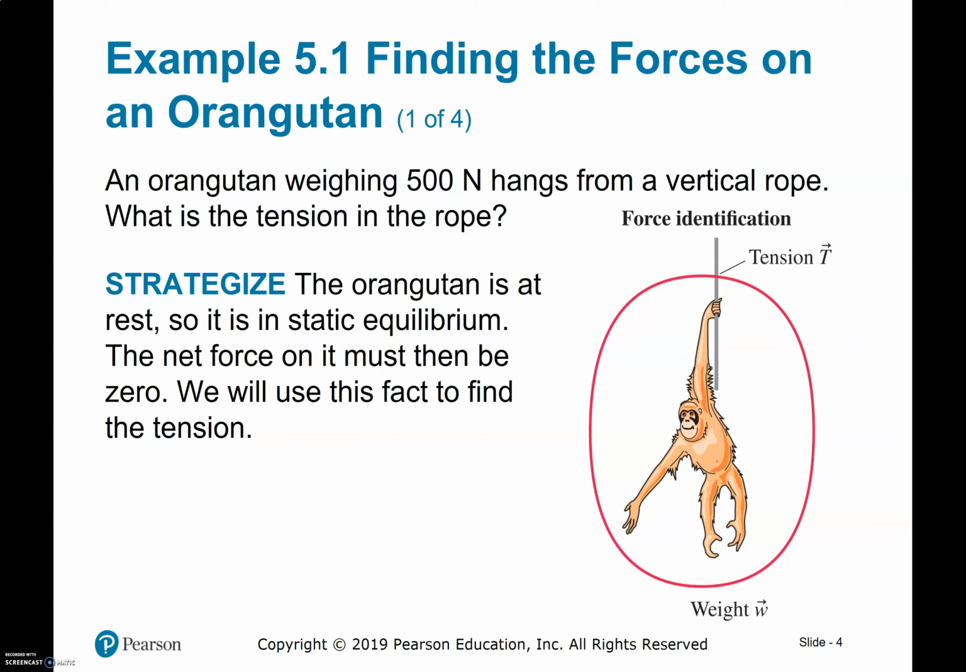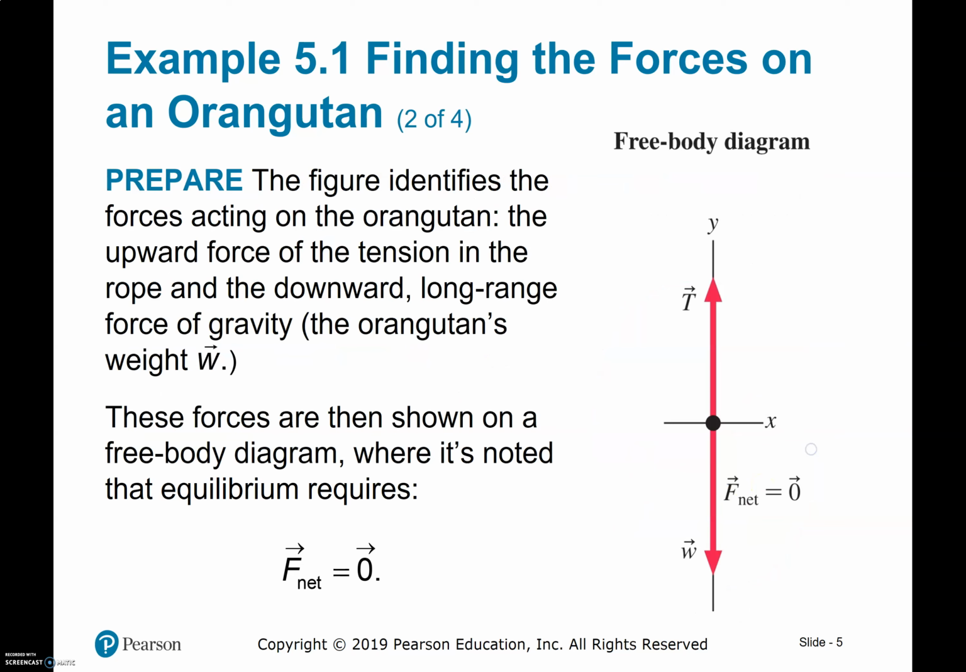The best way to look at all these steps is to look at one problem. So we have a monkey hanging, and the monkey weighs 500 newtons. That's the weight. It hangs from this vertical rope. The question is, what is the tension in the rope? That's something you would want to know if you want to know whether the rope is going to break and the monkey is going to fall. So this is a problem in static equilibrium, and so the net force is zero.